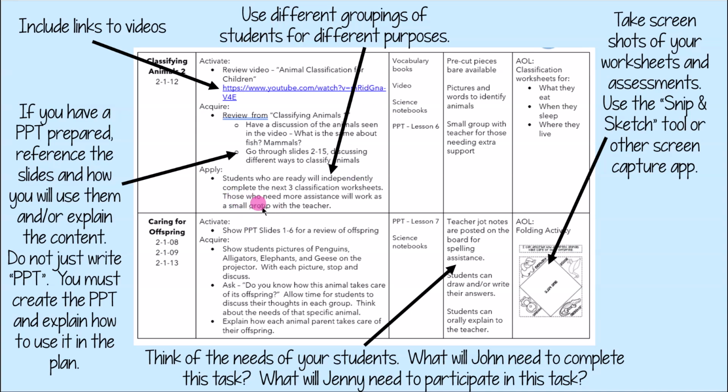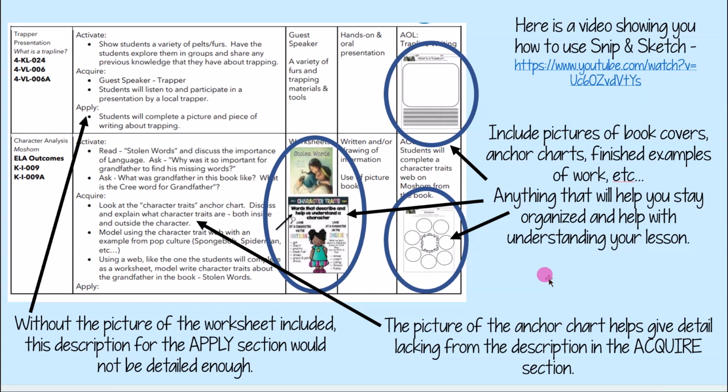And different groupings. So this one I have an independent part. I have a small group with the teacher. These are my things that I need. Again, take screenshots of your worksheets and assessment to include that. Look, because I wrote for my assessment here, I only had to write "folding activity" because I have it right here. Okay, so it makes it a lot more simple.